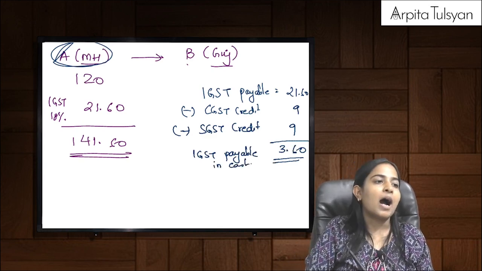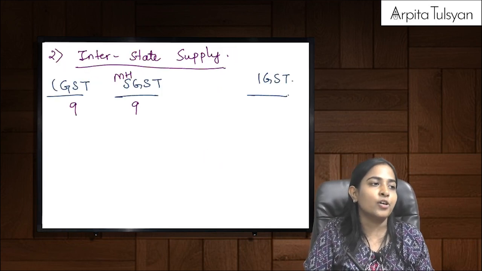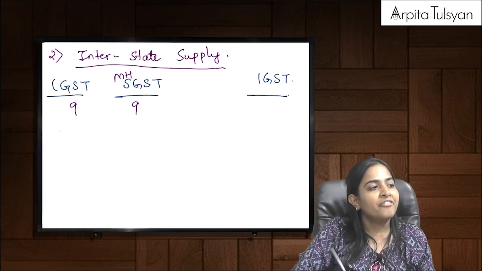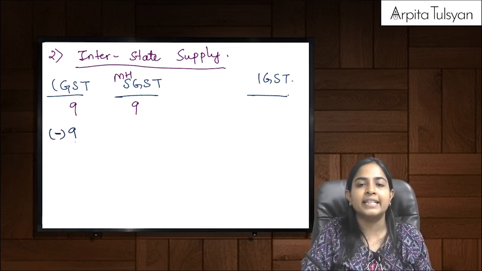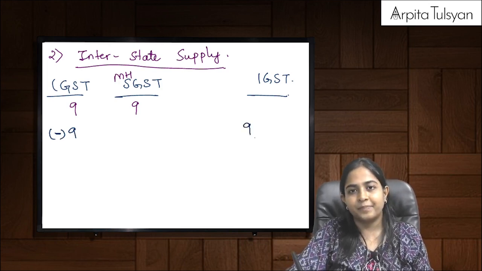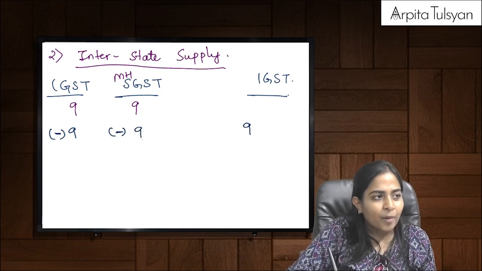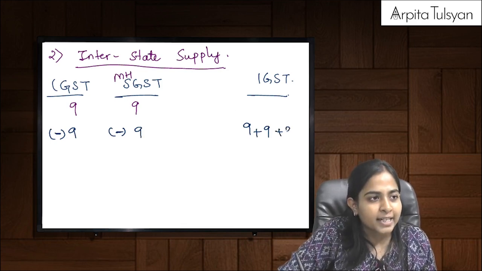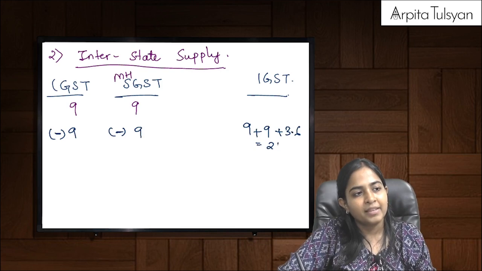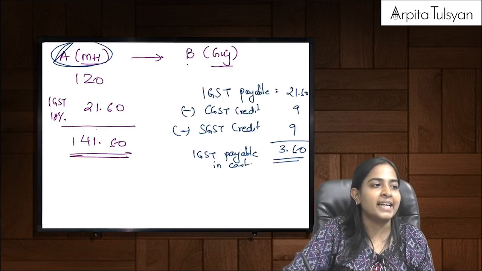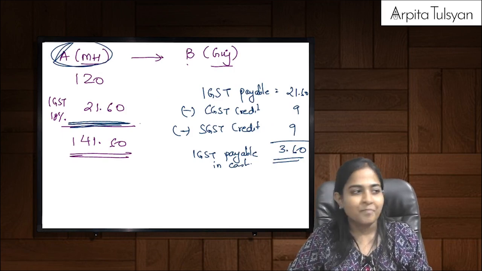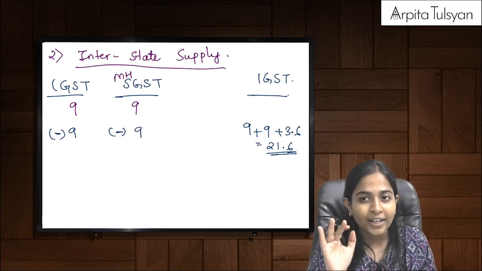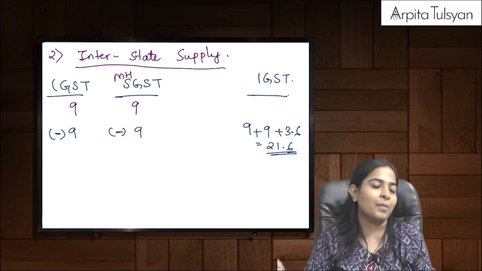Right? So now how does the working happen? This working is done by the government back end. We do not come to know about it. So can we say we took 9 from CGST and we added in IGST. We took 9 from SGST and we added in IGST. And we paid some amount in cash also, that is 3.6. How much has reached IGST? Can we say 21.6 has reached IGST, which was supposed to be reached? So now can we say CGST account is 0, Maharashtra state gone. IGST has 21.6 available with itself.